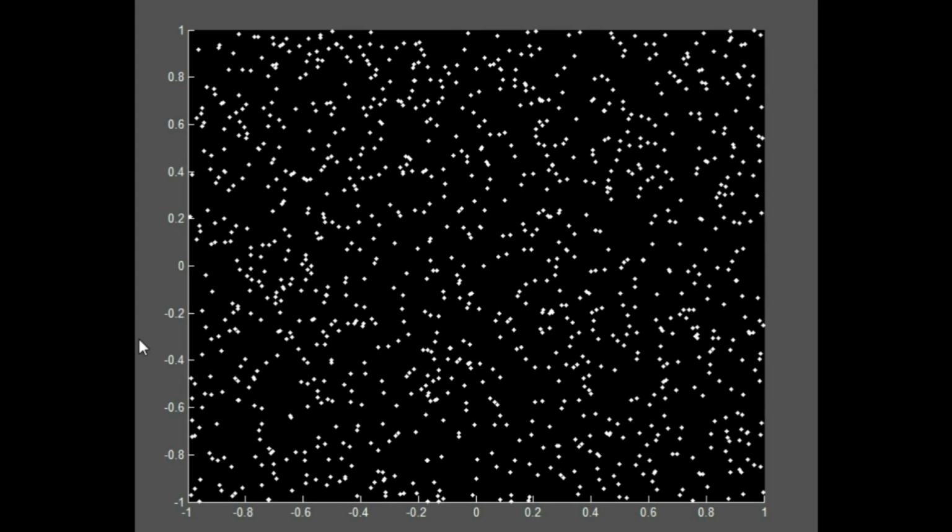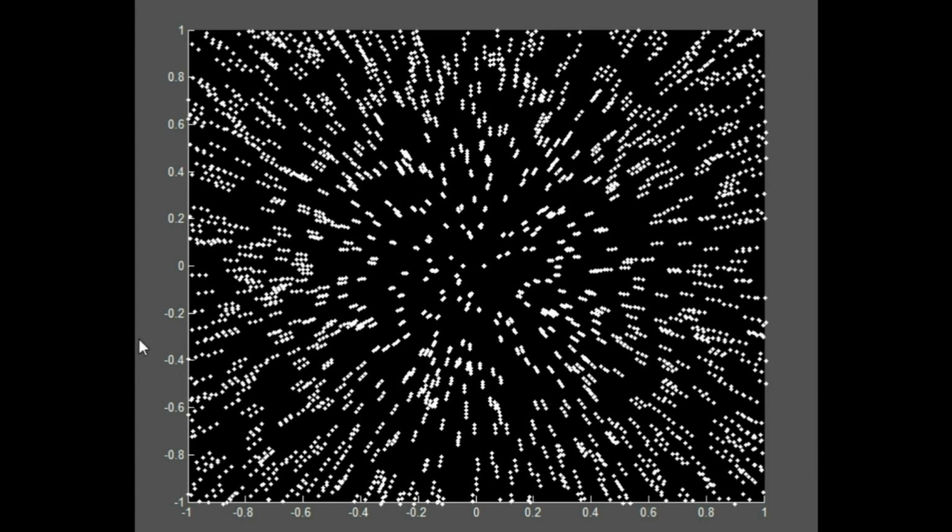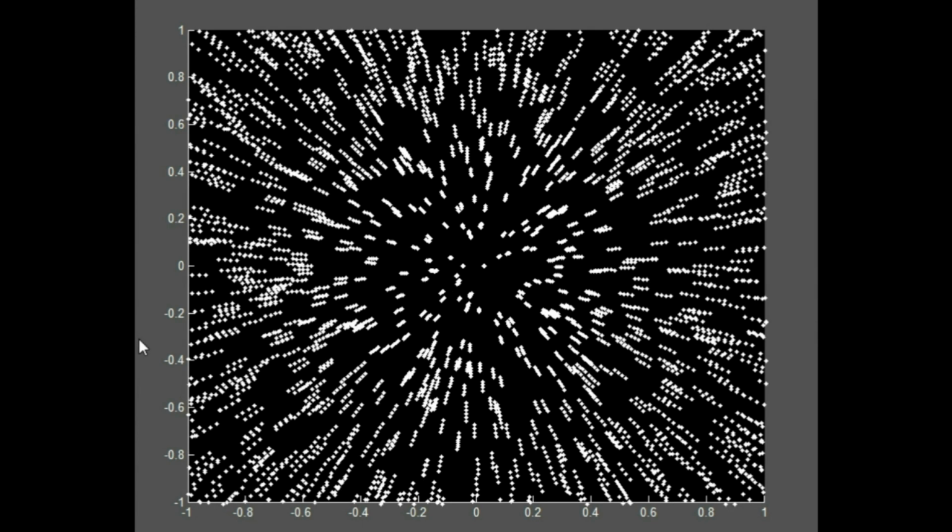Now have a look at the dilational, or the scaling effect of complex number multiplication. Now what I'm going to do here is multiply each one of these complex numbers, each one of these dots, by the number 1.025. So that's all real part and no imaginary part. And have a look at what happens. Each one of these points gets moved just slightly further away from the origin.